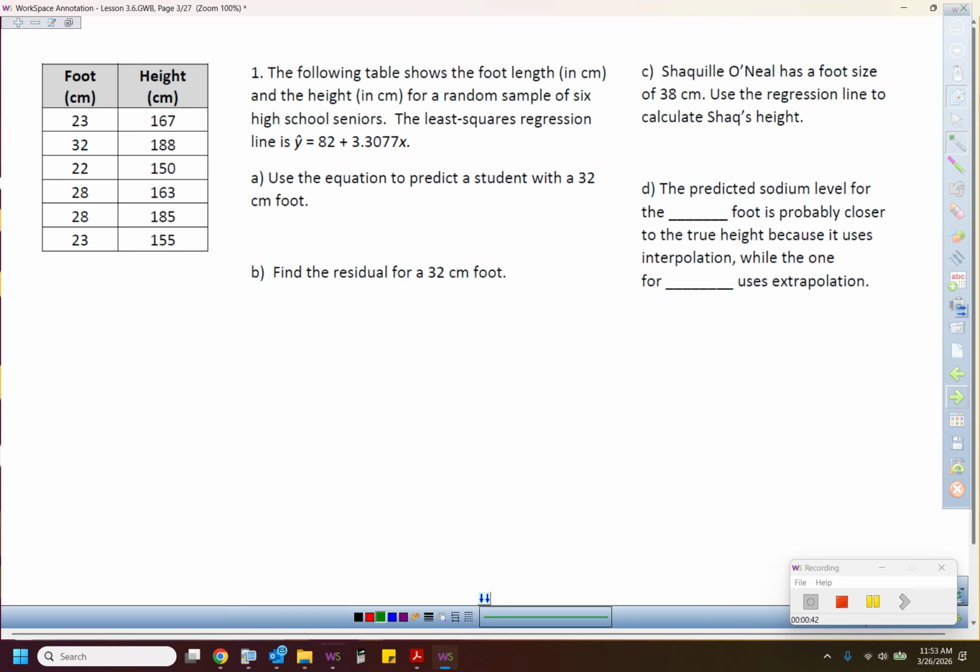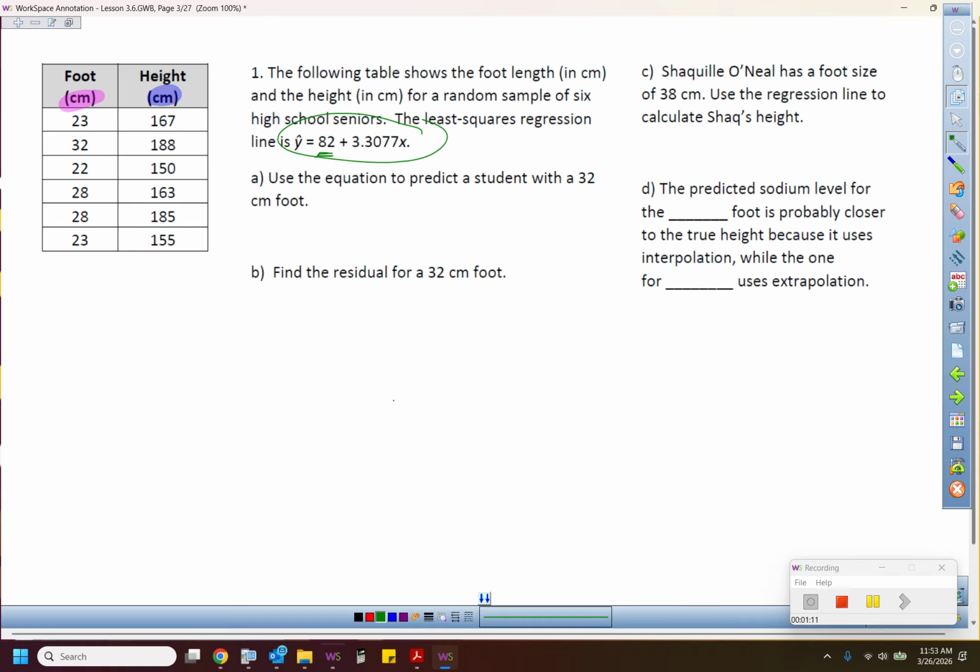It's measuring somebody's foot length in centimeters, because most of the world works in the metric system, and how tall they are. They're seeing if there's a relationship between how big somebody's foot is and their height, which there probably is. The bigger the foot, the taller the person, but not every time. So they measured 6 different high school students, not a very big sample size. They put it into the applet, and they got the least squares regression line of this. It's got a y-intercept of 82 and a slope of that.